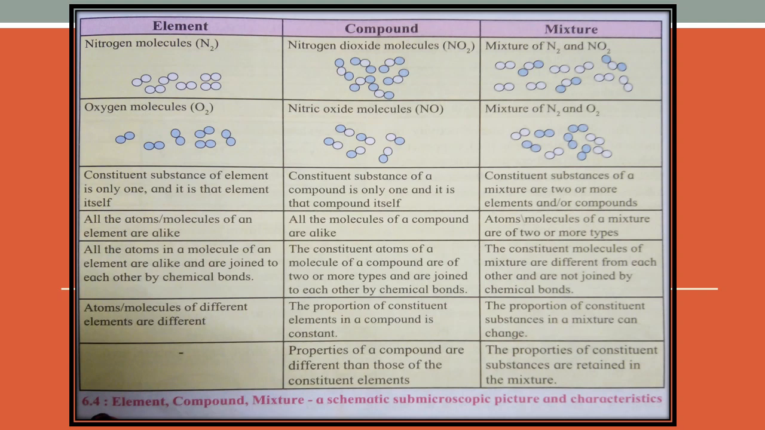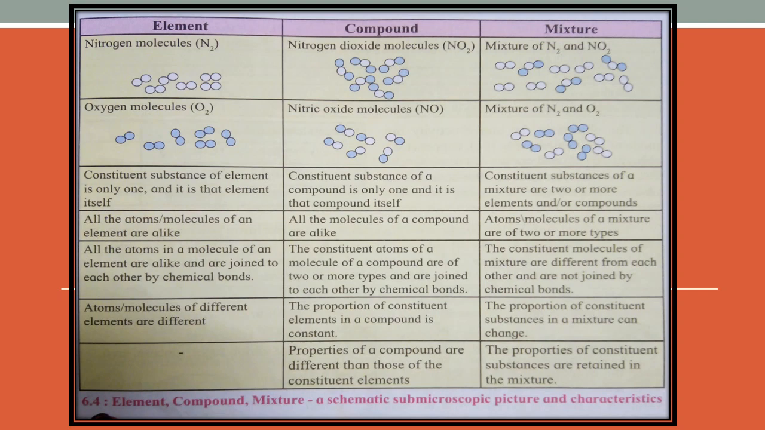So the constituent substance of a compound is only one, and it is that compound itself. All the molecules of a compound are alike, that means similar. The constituent atoms of a molecule of a compound are of two or more types and are joined to each other by means of chemical bonds. It means these atoms are joined together to form a compound by means of chemical bonds. The proportion of constituent elements in a compound is constant. That means the proportion of nitrogen and oxygen will be constant. The properties of a compound are different from those of the constituent elements.